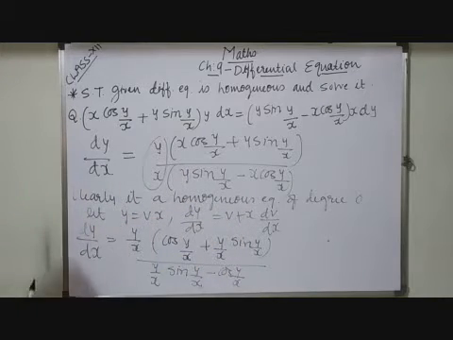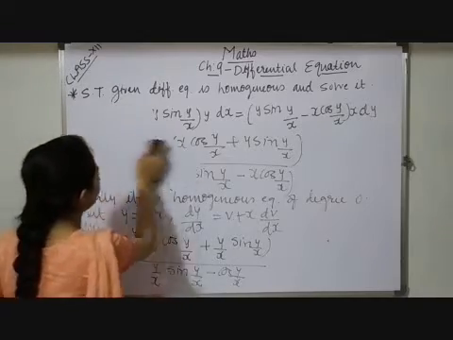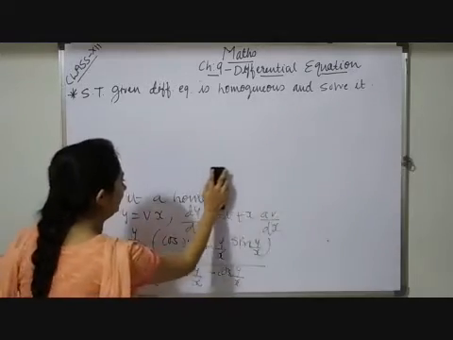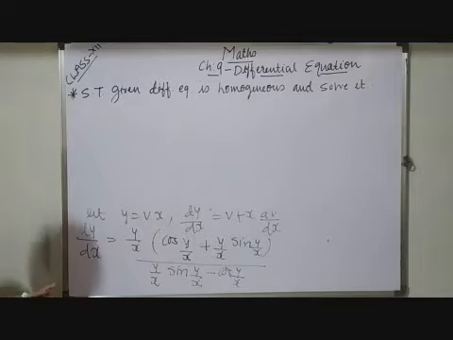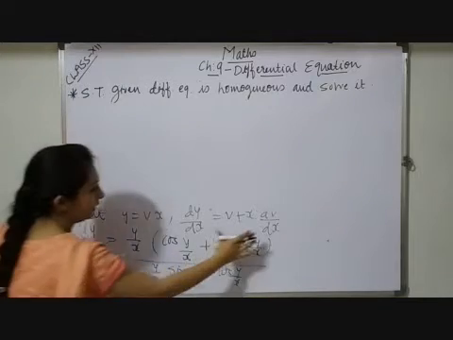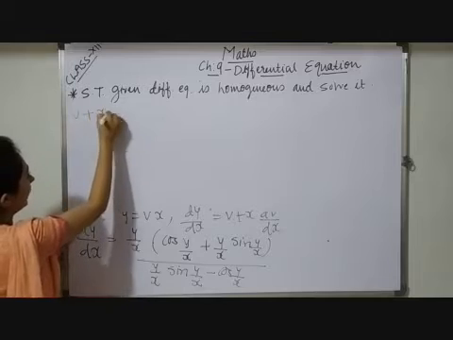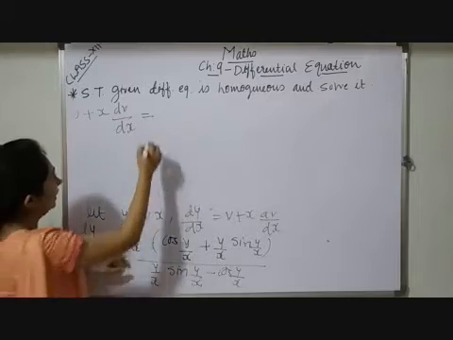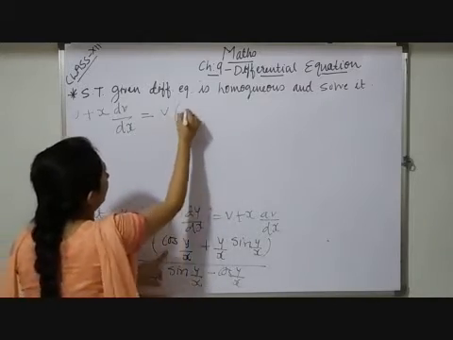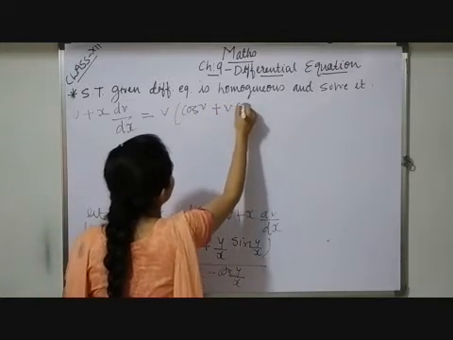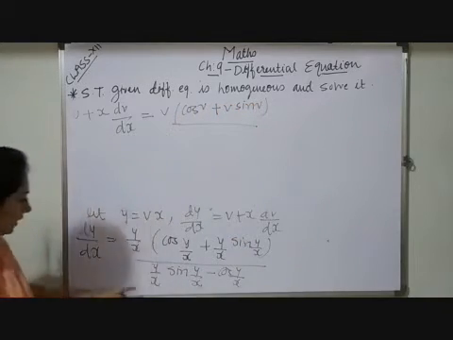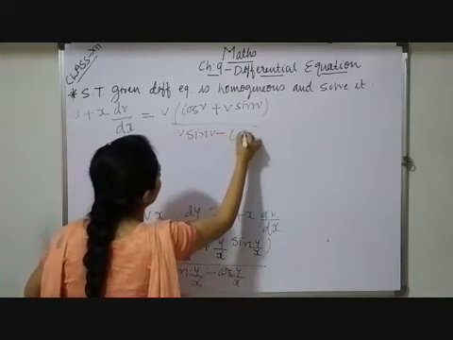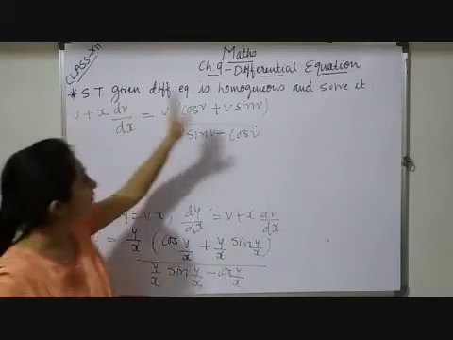Now I will reduce it in terms of v and x. So now observe, in place of dy by dx I am writing this part. We will get v plus x dv by dx equals, in place of y upon x I will write v, in a bracket cos v plus v sin v, which is divided by v sin v minus cos v.